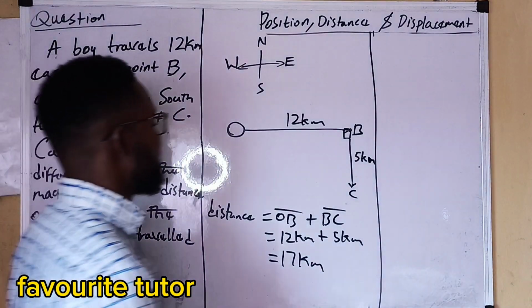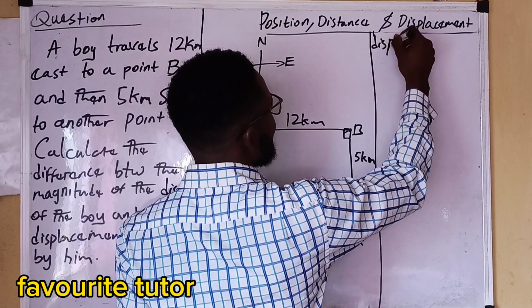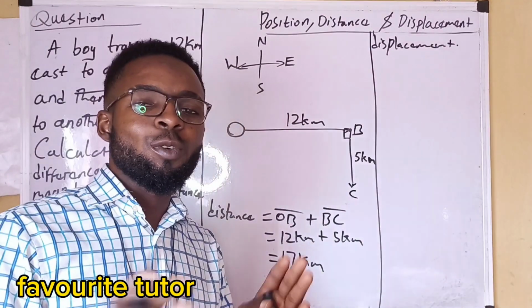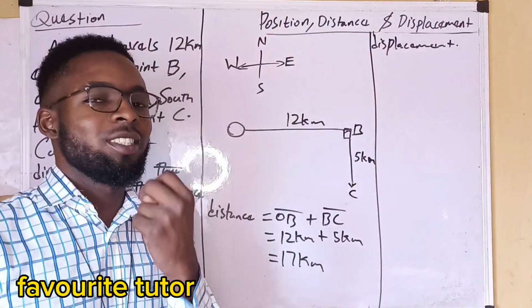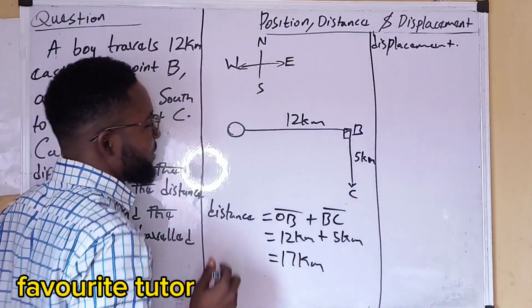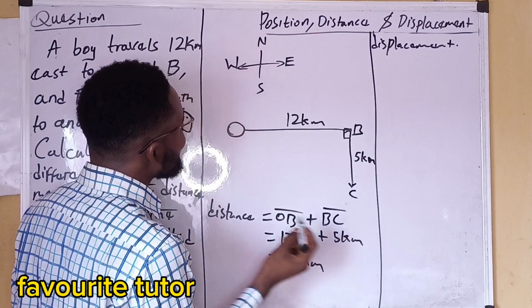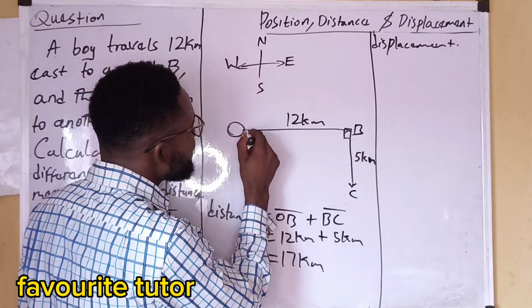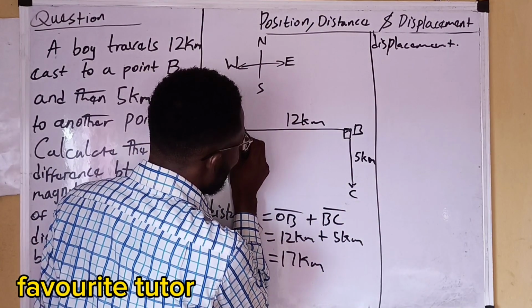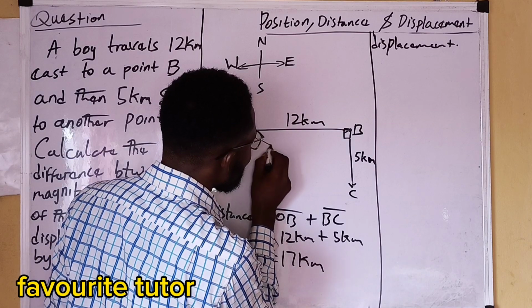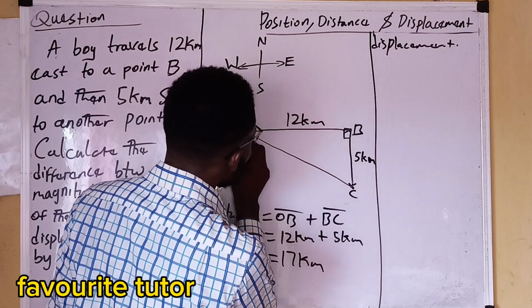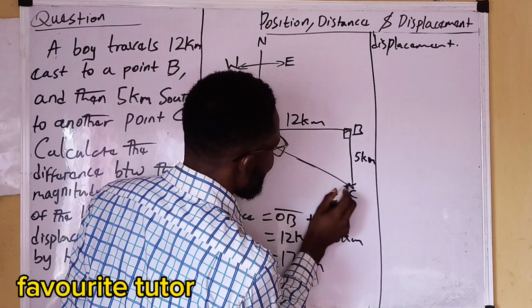All right, let us get our displacement. For displacement. Displacement is the extent of space traveled between 2 points in a specified direction. So the 2 points is going to be the starting point and the end point right here. So we take a ruler and draw a line from the starting point, that's from the origin, to the end point right here. Now this line is the displacement of the boy.